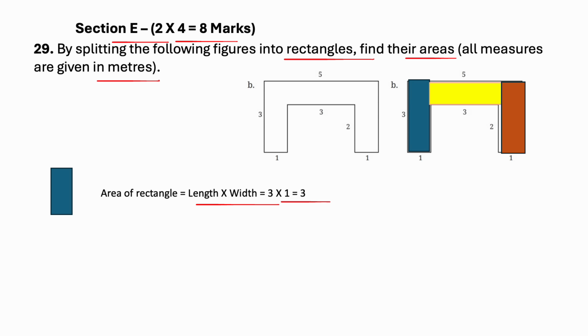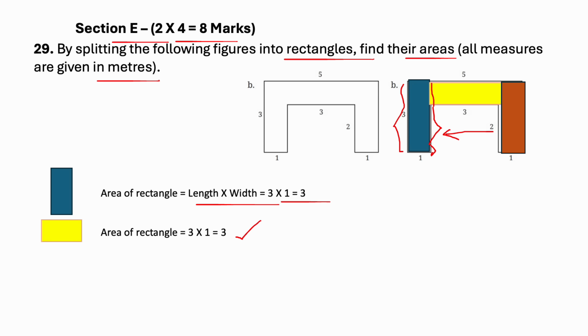Then take the yellow rectangle. Here, what is the width? Width is 3. Sorry, 1. Length is 3. See, up to here it is 2. See, it is given as 2. So remaining 1. Here total is 3. So here this width is 1. So area of yellow rectangle, that is 3 into 1, that is 3.